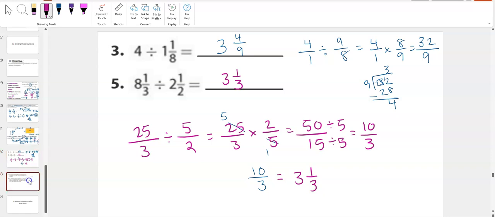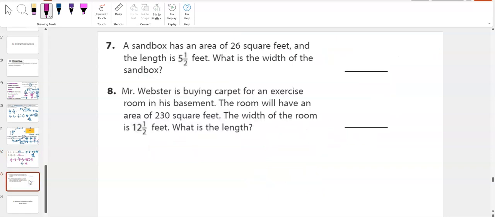Okay. We're running out of some time here, but these are 2 problems that you can practice on your own, some word problems. And then if you have any questions, come see me in class or send me a message. But remember, our steps are to turn them improper first and then keep, change, flip, and simplify.